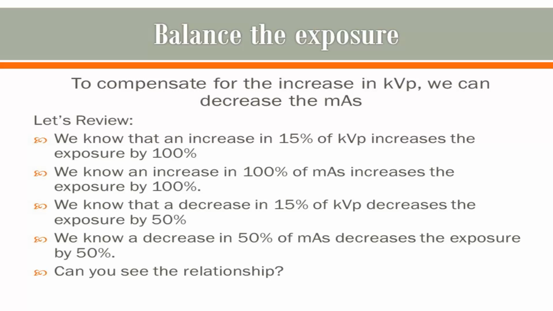We know that an increase of 100% in mAs increases the exposure by 100%. We know that a decrease of 15% in kVp decreases the exposure by 50%, or it halves it. We know that a decrease of 50% in mAs decreases the exposure by 50%, or halves it. So are you starting to see this relationship? An increase of 15% in kVp is the same as increasing the mAs by 100%, and a decrease in kVp by 15% is the same as a decrease in the mAs by 50%, or half.